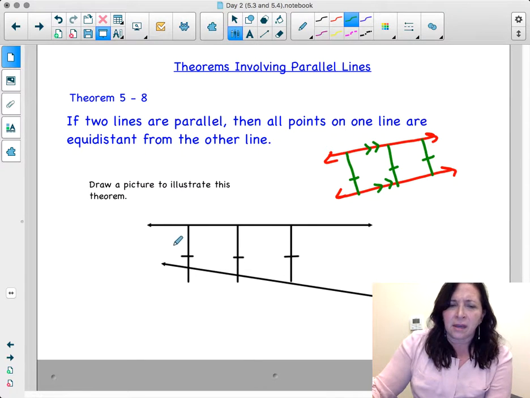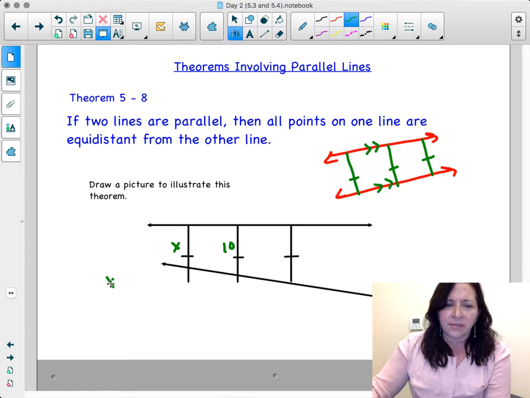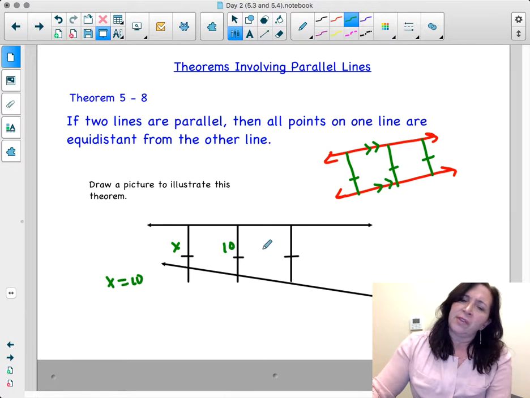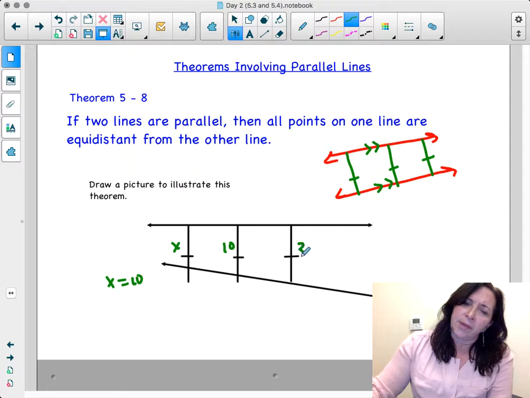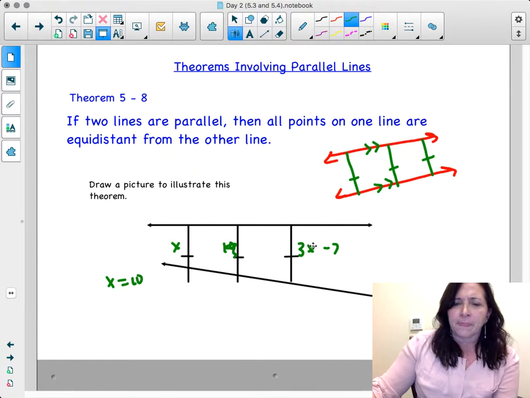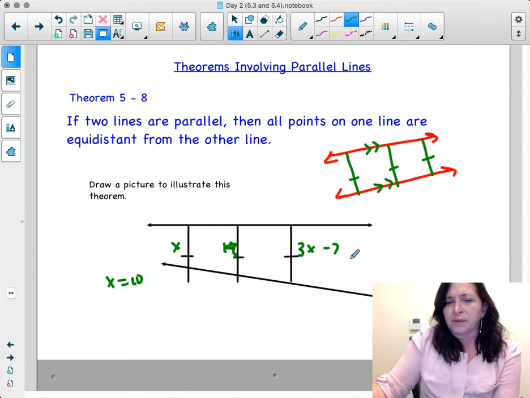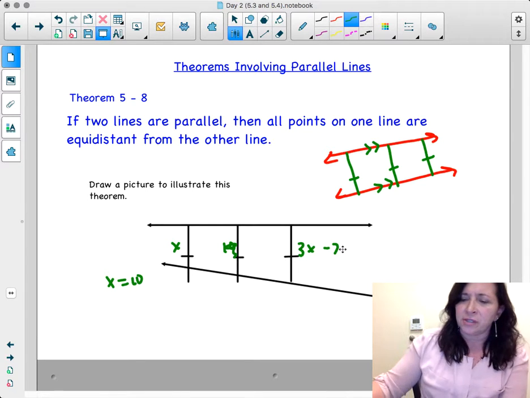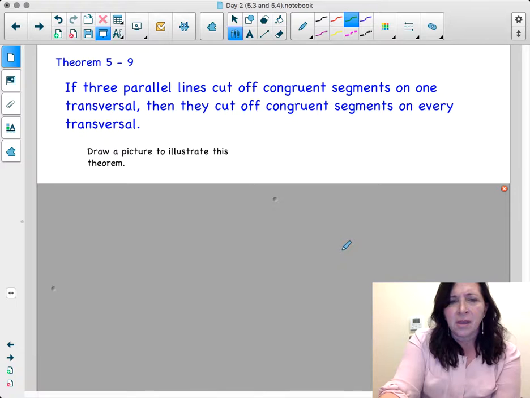If I said, let's say that was x, and this was 10, x equals 10. You could say this is 3x minus 7, and we don't know what that is. You could say x equals 3x minus 7, and then you would solve that equation. So that's something you can do with that.